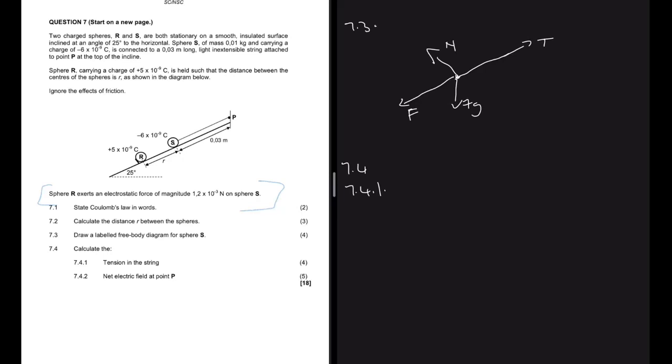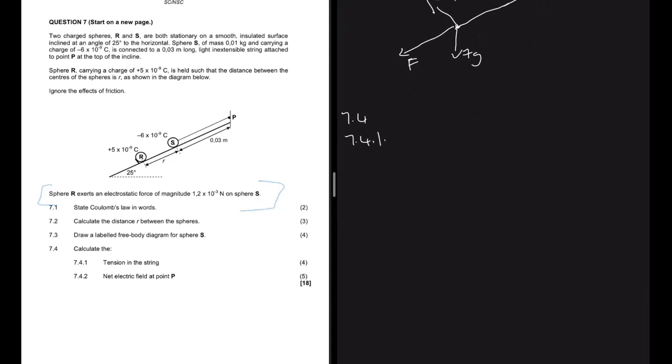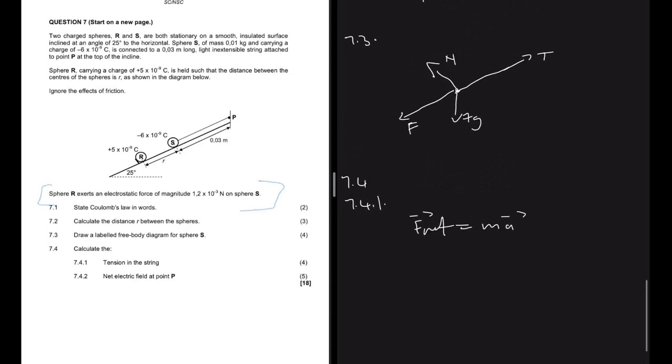7.4.1, the question says calculate the tension in the string. As soon as I think about tension, the first thing I run to is F net equals m a. This is because almost all the time when the question asks me to calculate tension, I use this formula. So I'm starting here and then I can move elsewhere. If you've watched other videos of mine, I recommend that you go watch them. You will know exactly what to do there.